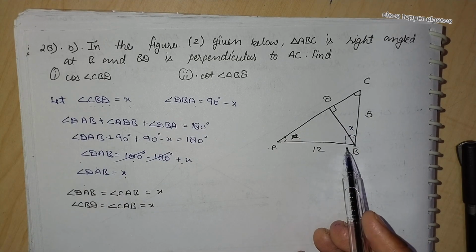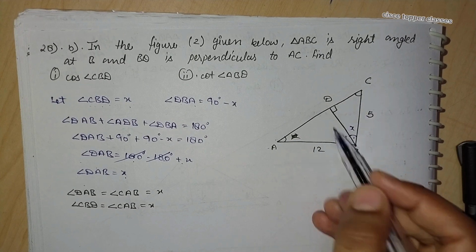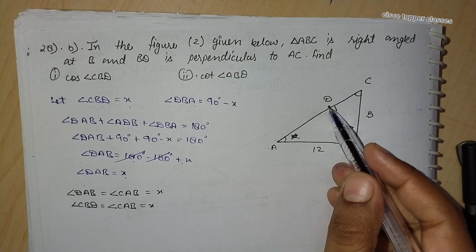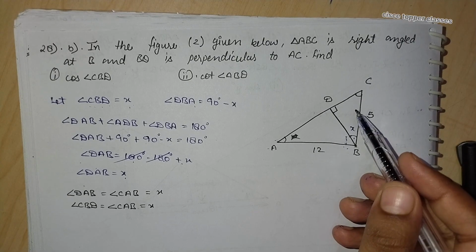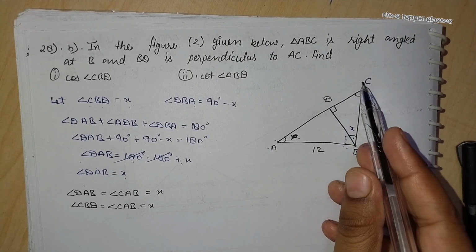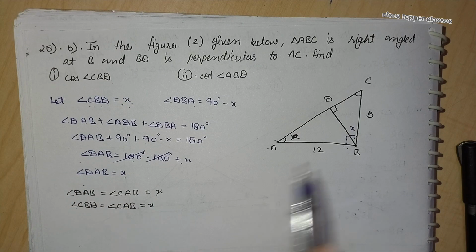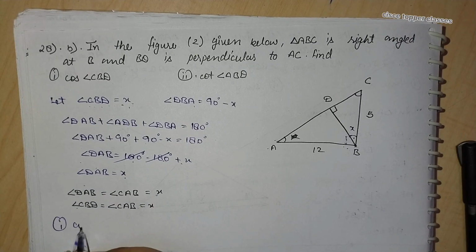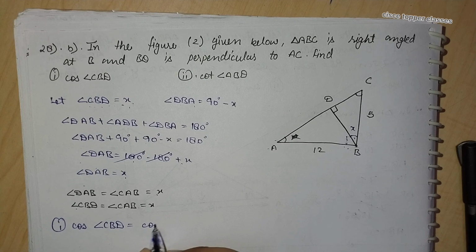If angle DAB is x degrees, then angle DAB is equal to angle DBC or CAB, we can write. So angle DAB is equal to CAB because the angle A is coming on that part. And if angle CAB is equal to x and CBD is also x, we can write angle CBD is equal to angle CAB. From that we can find the first part, which is cos of angle CBD. So cos of angle CBD we can write is equal to cos of angle CAB.